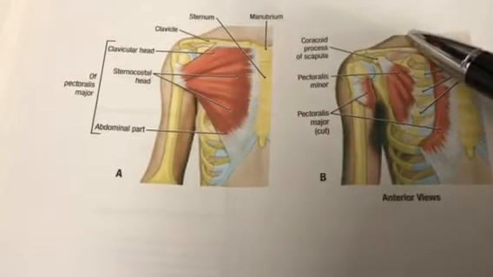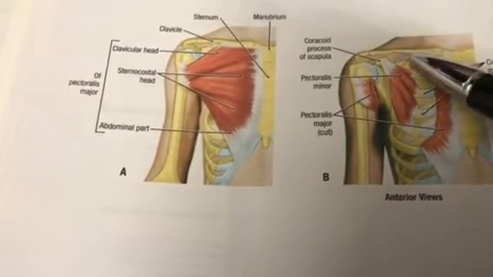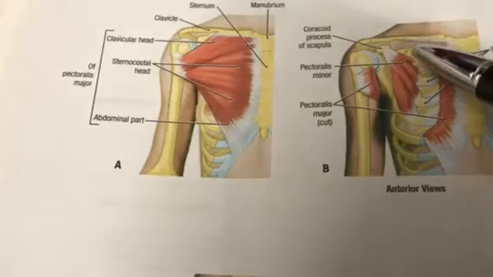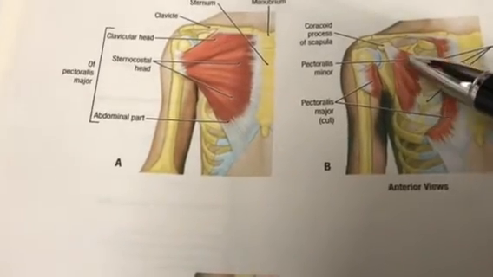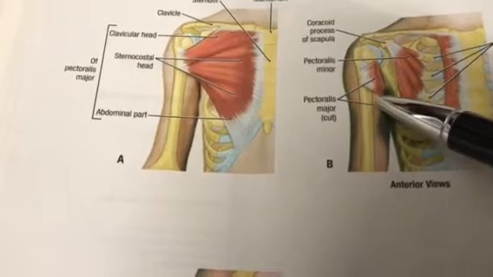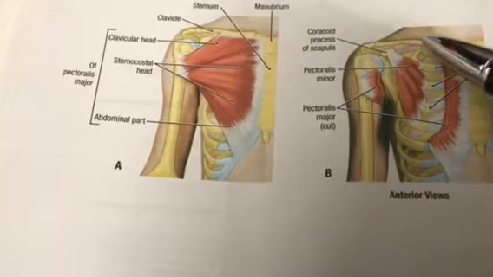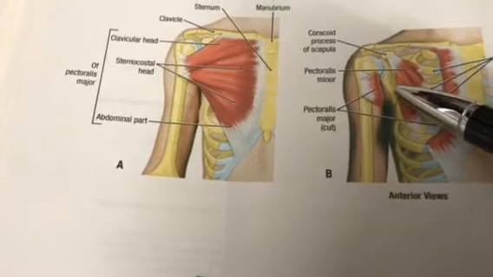So it's coming from the deep cervical fascia and it encloses the subclavius, and then it encloses the pectoralis minor. After enclosing the pectoralis minor, it continues into the axilla as the axillary sheath. So what are the muscles enclosed by the clavipectoral fascia? One is subclavius, another one is pectoralis minor.